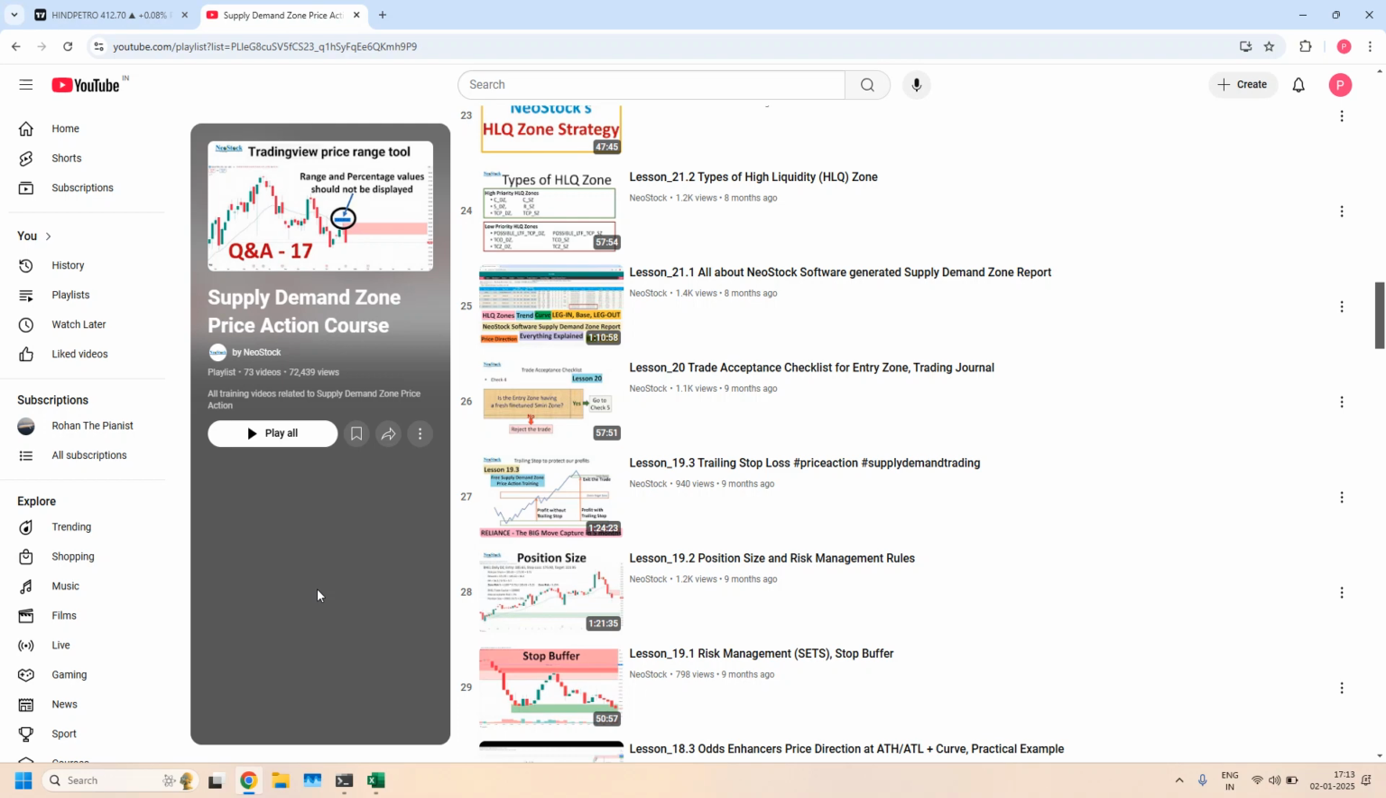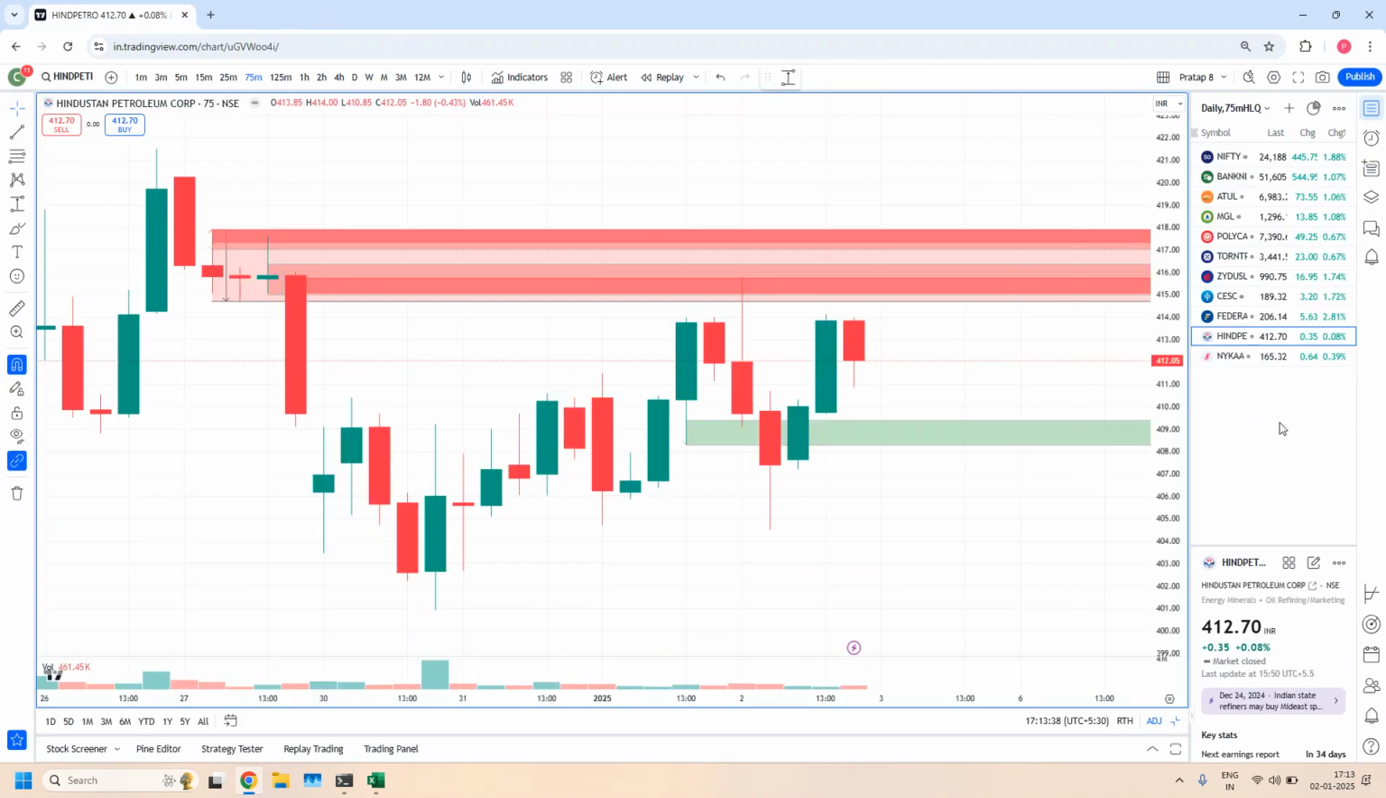Now let's get into the analysis discussion, the evaluation of the high liquidity zones identified in our previous report. So yesterday, end of the day report, we identified 9 high liquidity zones from daily and 75 minutes time frame. And we got trades from a couple of stocks.